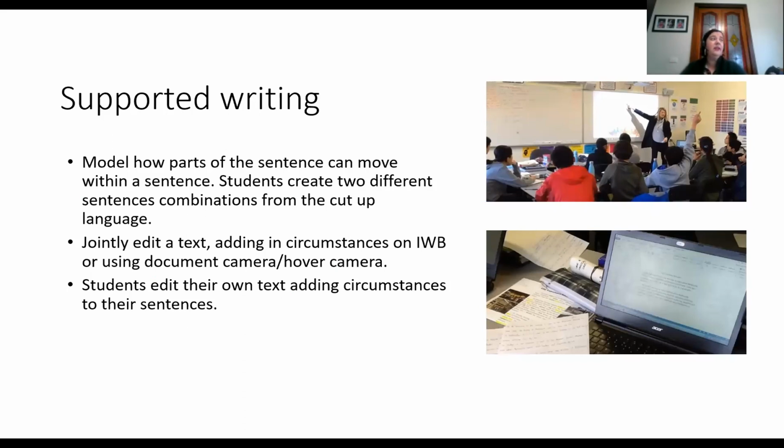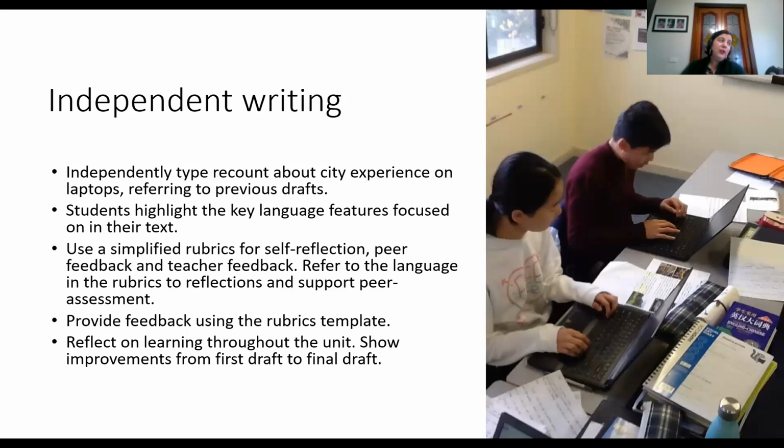Then supported writing, so they had to write with our support or in pairs, and they had to create two different sentence combinations from the cut-up language, and then they jointly wrote the text together as a whole class using the hover camera and interactive whiteboard. Then the students had to edit their own text, adding circumstances to their sentences, because that was an area that the students needed further elaboration and support with. Again, they had to type the work, and then support each other through peer assessment. And Jessie had also created a very simple rubric for self-reflection, peer feedback and teacher feedback. So it was a lot of interactive support from each other, looking at each other's work and providing feedback from teachers and students.